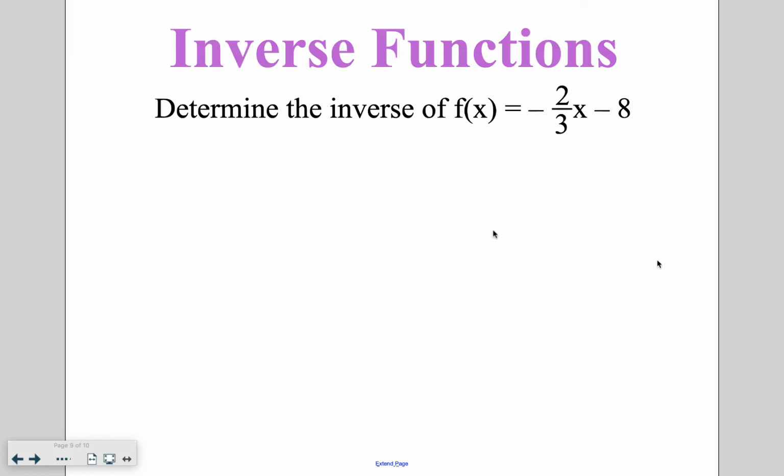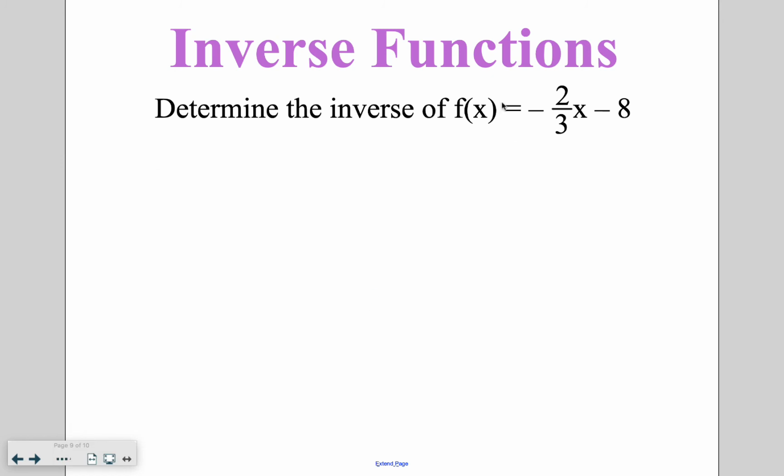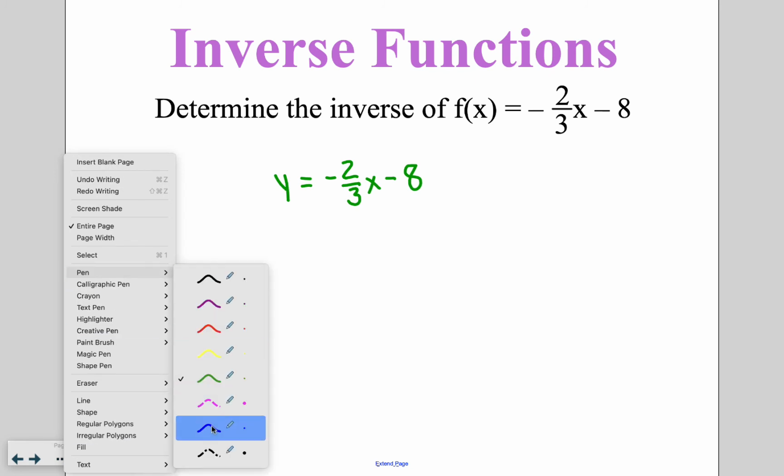The last piece is going to be to find the inverse when it is written in function format. Essentially what we are doing here is trying to rearrange our equation. So the first step, because it's written as a function, we want to get it into something that we can actually manipulate. So you're going to replace f(x) with y. So y is equal to -2/3 x minus 8. Now our goal is to rearrange the equation so that x is by itself, so that x is what we are solving for. So we're going to follow SADMEEP.